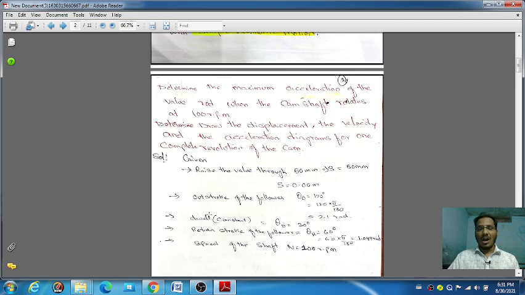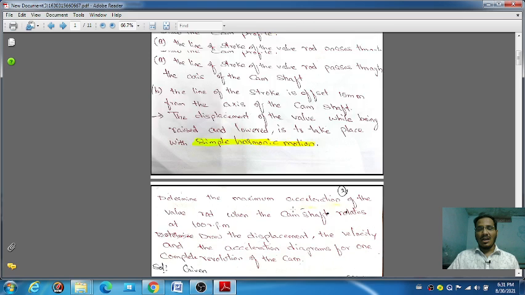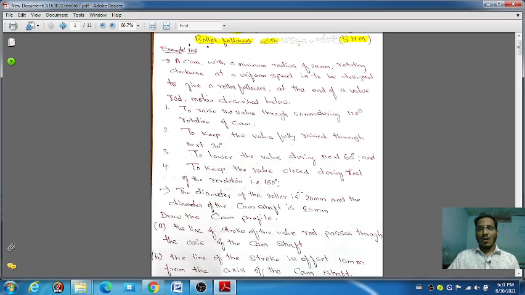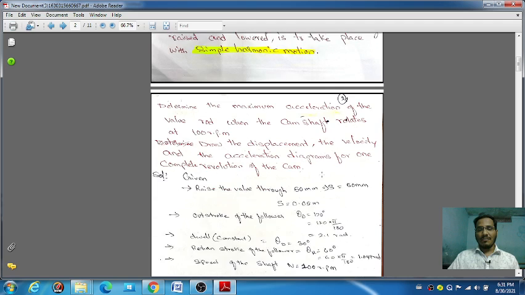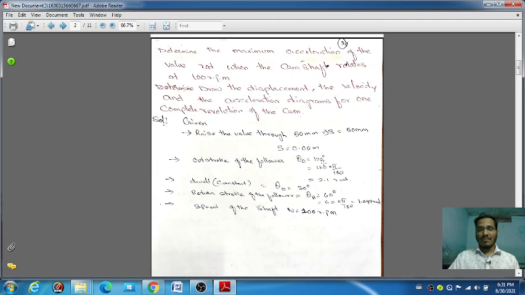The next thing is the outstroke of the follower. The outstroke of the follower is given here as theta O, that is the angle of the cam, 120 degrees. If you want to convert 120 degrees into radians, you have to multiply by pi by 180 degrees. Then you will get the value of the outstroke of the follower as 2.1 radians.